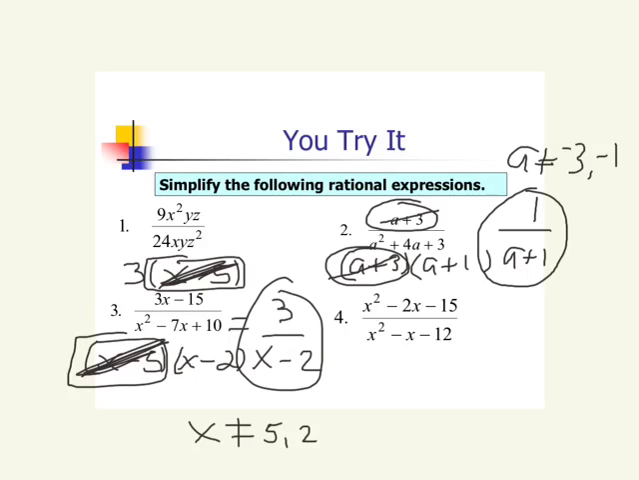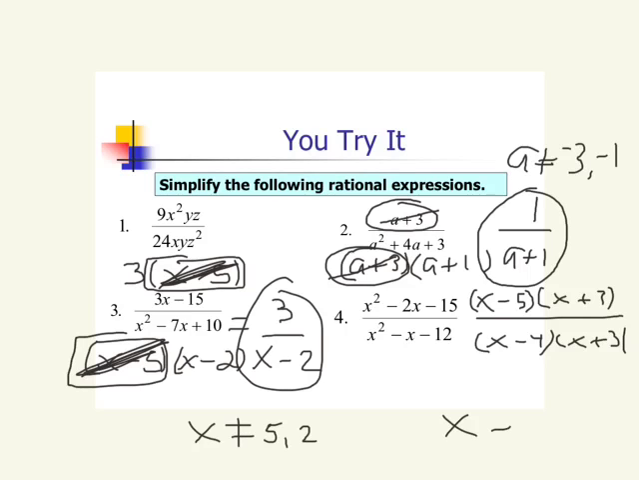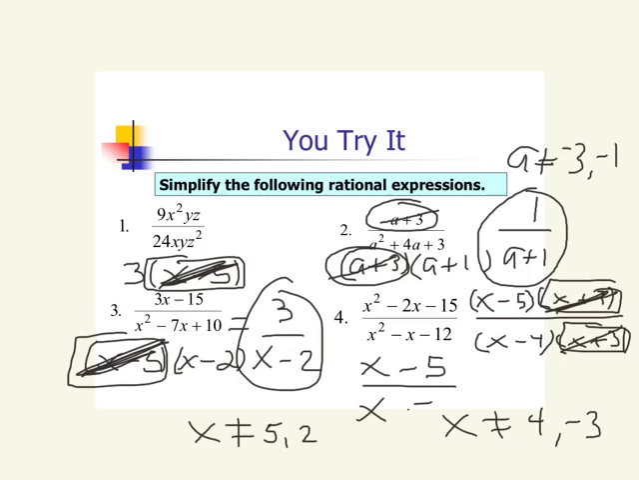And then this last example, again, notice how it's going to involve lots of factoring. We factor the numerator, x minus 5 times x plus 3. We factor the denominator, x minus 4 times x plus 3. Again, you might want to state your excluded values right now of x cannot equal 4 or -3. And now we notice that x plus 3 and x plus 3 are common binomial factors, so I can divide those out. And my final answer is x minus 5 all over x minus 4. And there's your final answer.